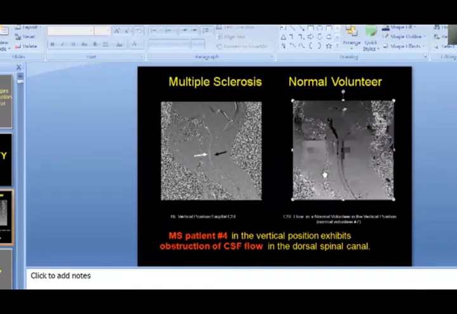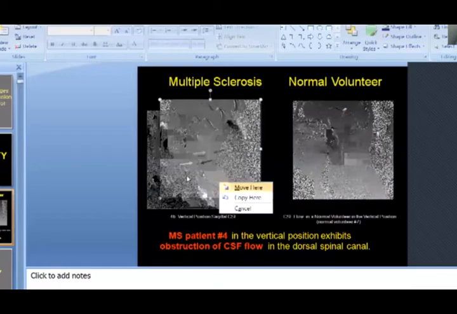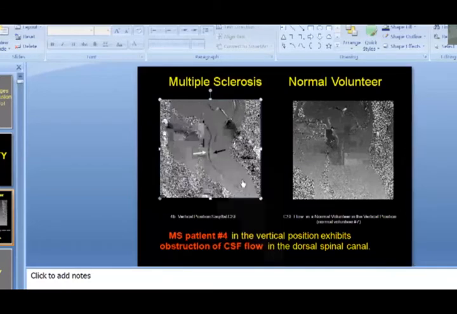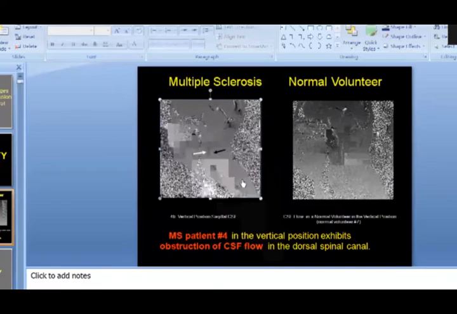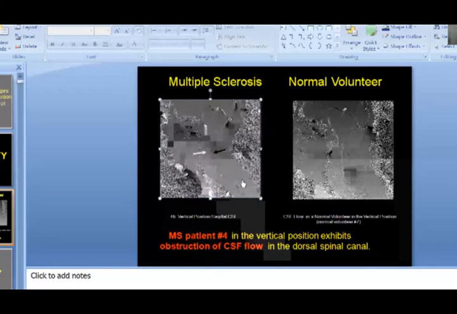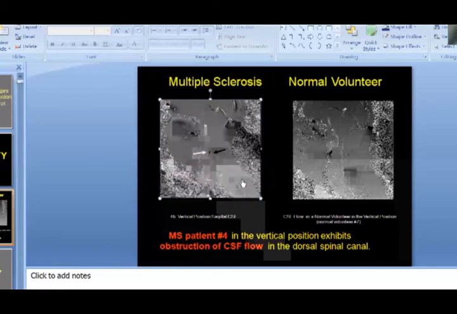All right. Now I'm going to show you, alongside of it, the patient that has multiple sclerosis. And when you look at that black streak coming down, in a patient with multiple sclerosis, you only see it in the front of the cord. You don't see it in the back of the cord because it's obstructed. Are you seeing what I'm talking about?